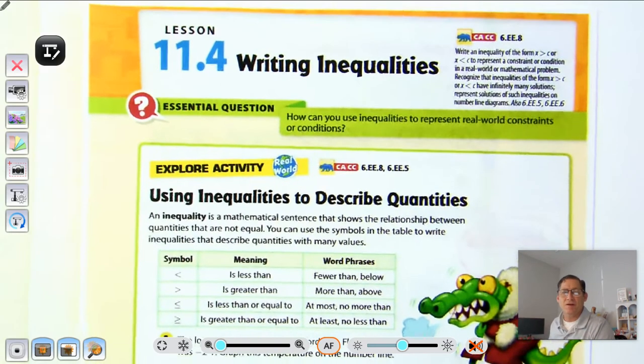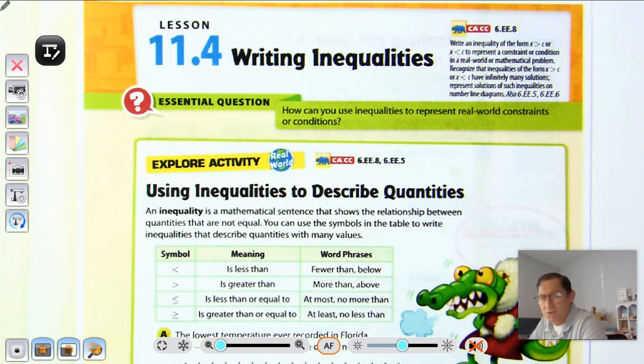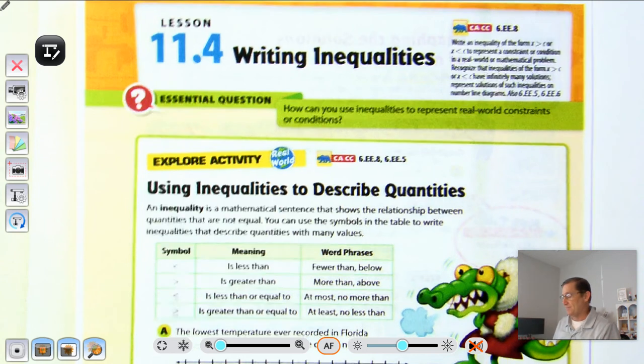Hello, everybody. So we're going to continue with Module 11, Lesson 11.4, Writing Inequalities in the 6th grade Go Math Middle School textbook. We are on page 321 of the textbook. And the essential question basically is, how can you use inequalities to represent real-world constraints or conditions? So let's look at the Explore activity.